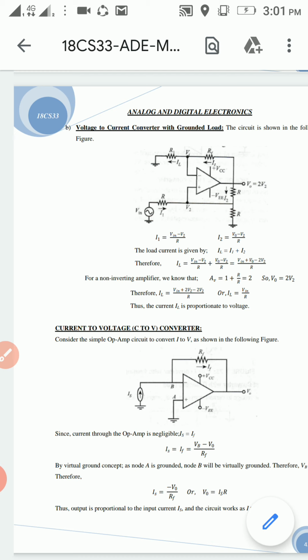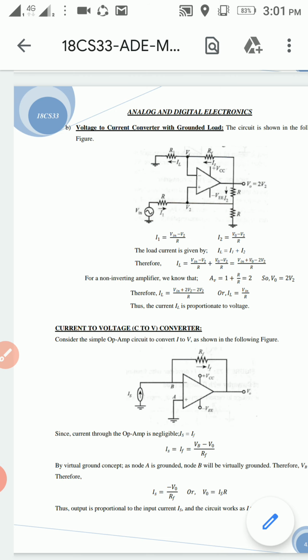But here also IL is equal to what? V in divided by R, meaning whatever input voltage you are giving at the input side will be directly proportional to the load current. If there are any changes in the load current, the voltage also changes at the same time. So this is about the voltage to current converter with a grounded load. The next one is the current to voltage converter.